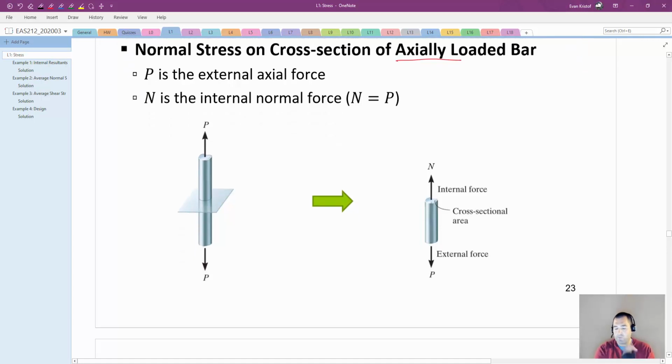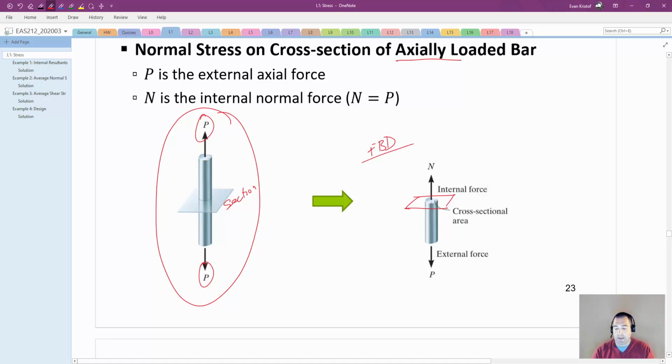So if we were to look at a very simple system, a circular bar with an axial load external P, if we were to make a section cut through it, here's our section cut right here. This is basically our free body diagram. And again, if I was going through and doing the actual calculations, I could show a shear force, but it's going to be equal to 0. I could show a bending moment as well too. That would also be equal to 0.